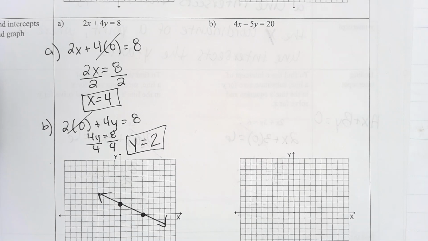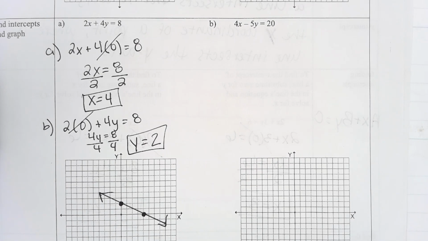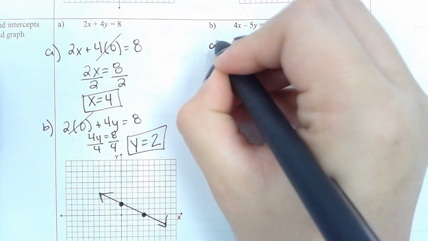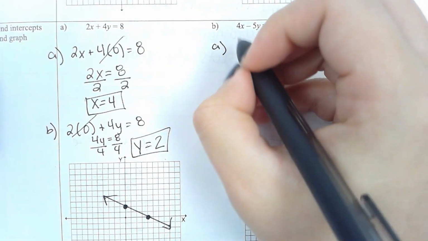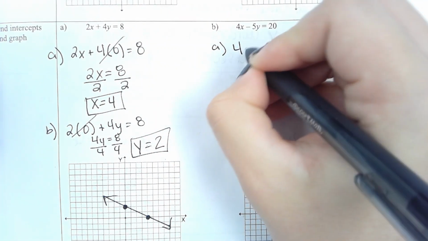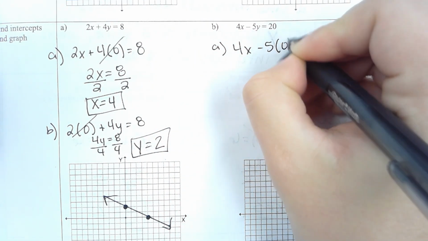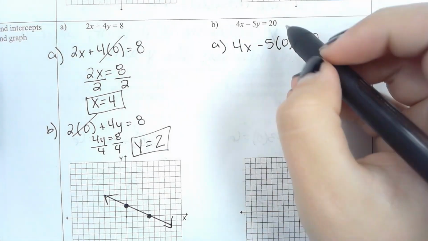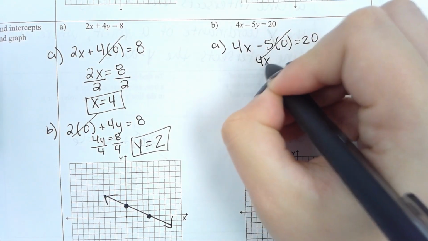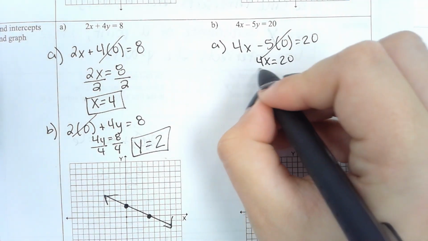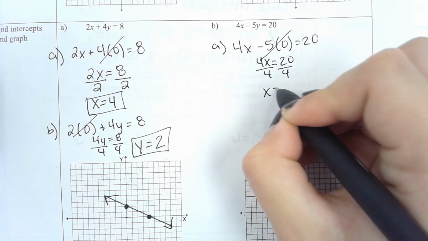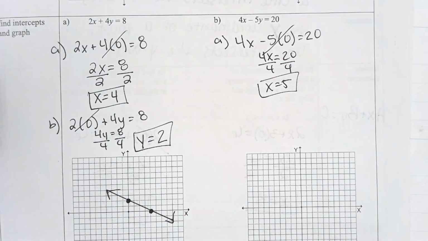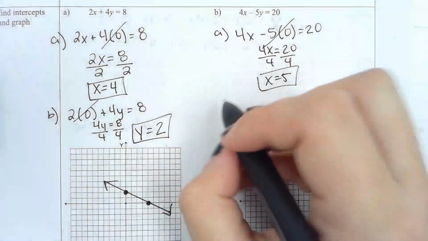Alright, so you guys go ahead and try B. Pause the video and try B, and then play it for your answer. So if I want to solve for x, you should have substituted in 0 for y. So these will cancel. I'm left with 4x equals 20. Divide both sides by 4, and you should have gotten x equals 5 for your x-intercept.